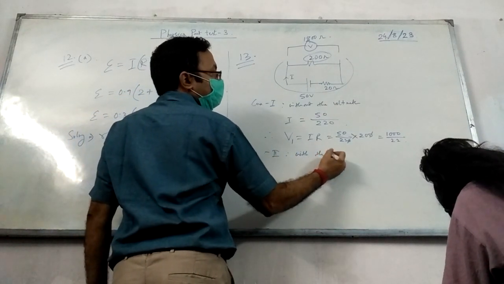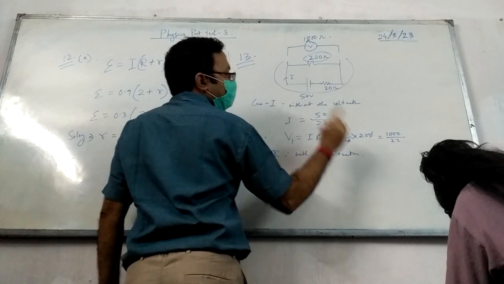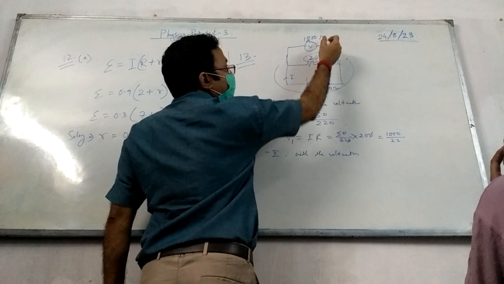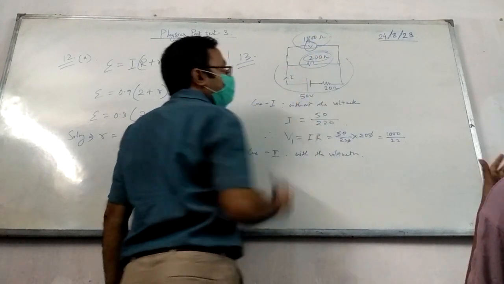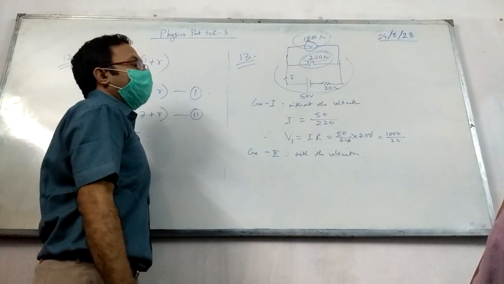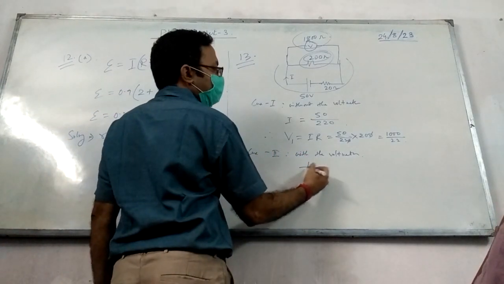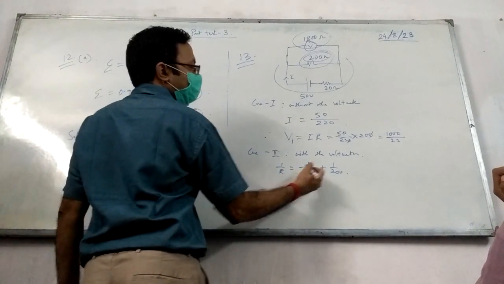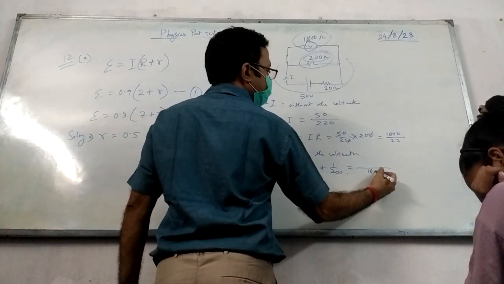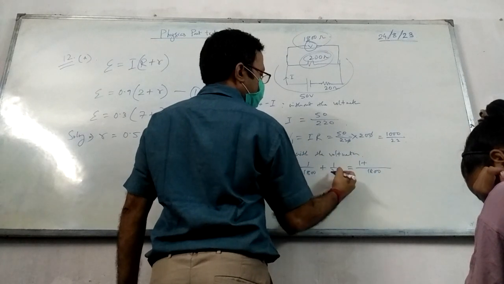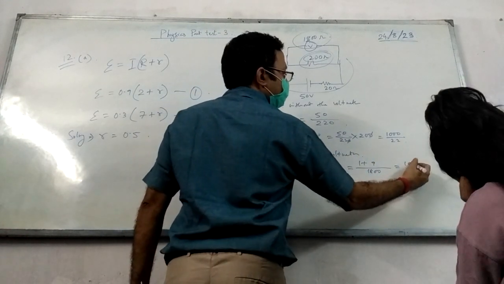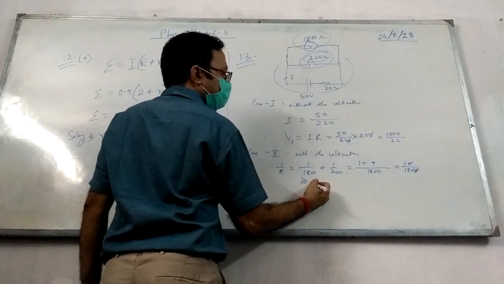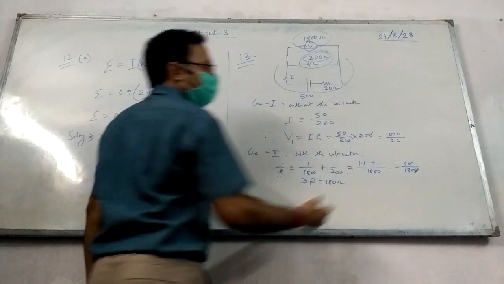Now case 2: with the voltmeter. What will happen with the voltmeter? When we make this connection here, the voltmeter and this resistor will come in parallel. So we first have to find their parallel equivalent: 1 by R equals 1 by 1800 plus 1 by 200. So what will it be? It will be 1 plus 9 over 1800, right? So 10 by 1800, and that means R will come out to be 180 ohm.